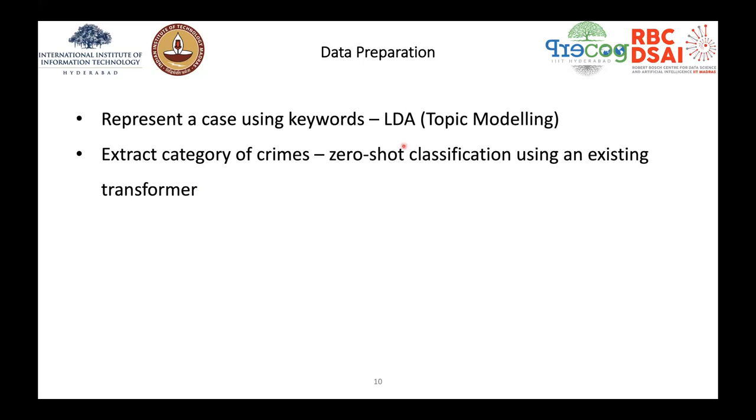So we've got to represent a case using keywords, right? This is where our 5 keywords come from, and then extracting the category of crimes. To represent a case using keywords, we make use of LDA for topic modeling. And to extract the category of crimes, we make use of a zero-shot classification pipeline using some existing transformer, which I'll cover in a couple of slides.